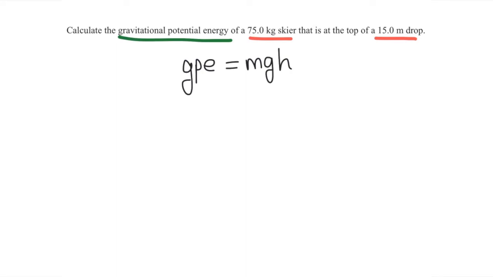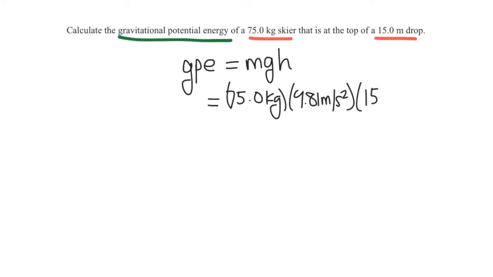We're given the mass of the skier, which is 75 kilograms. We know g, which is 9.81 meters per second squared. And we're given the height of 15 meters. And we can plug all of that into our calculator, and we'll end up with 11,036.25 joules. So since this is an energy, our answers are always going to end up in joules.